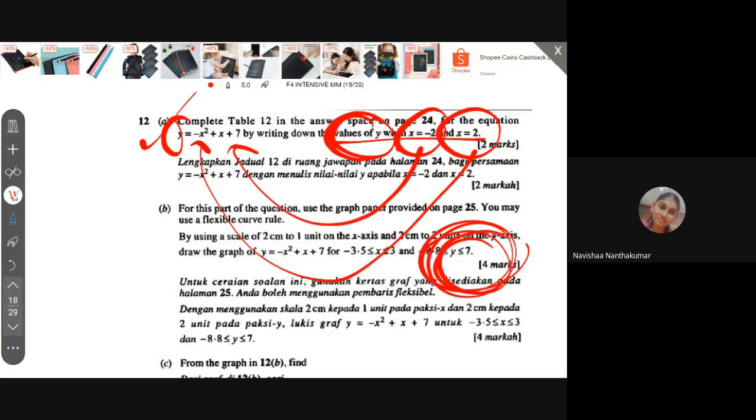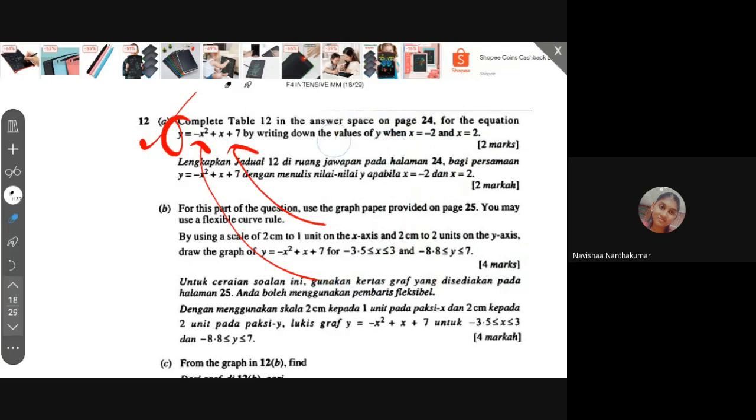Okay, so now we come to the graph part. 4 marks now. Wait, okay. So this one, they tell this part over here. You may use the flexible curve ruler. Kamu boleh guna pembaris fleksibel ini.